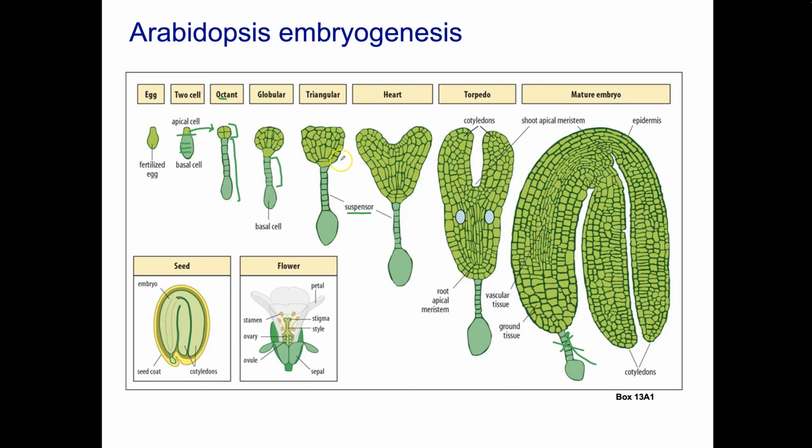So the triangular stage is when further development has taken place, and it's just based on the apparent appearance here. By the heart stage, there are certain tissues that are set aside in different places that are kind of like a fate map. Okay. The torpedo stage, the cotyledons, which are going to be those first 2 seed leaves, also provide nutrition until the seedling starts growing its own shoots and leaves and photosynthesizing and so on.